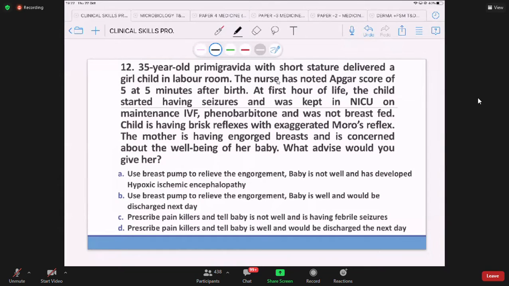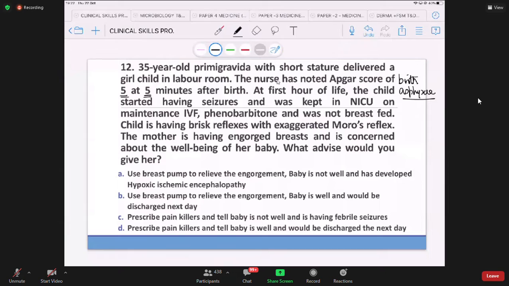She's of short stature. Now short stature can cause birth injury. She's delivered a girl baby in the labor room, and the Apgar score is only 5 at 5 minutes. I mean, an Apgar score of 5 at 5 minutes is basically the definition of birth asphyxia. The bottom line is, when do you say birth asphyxia?